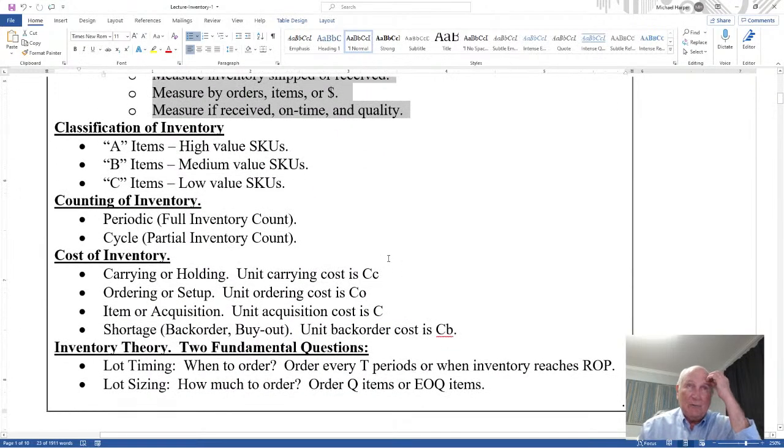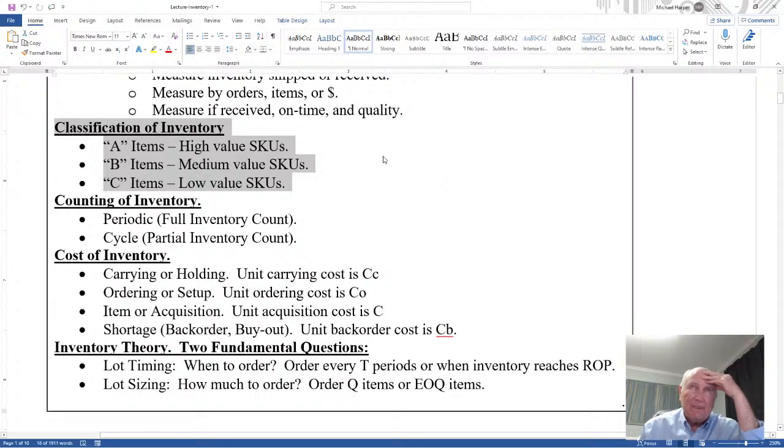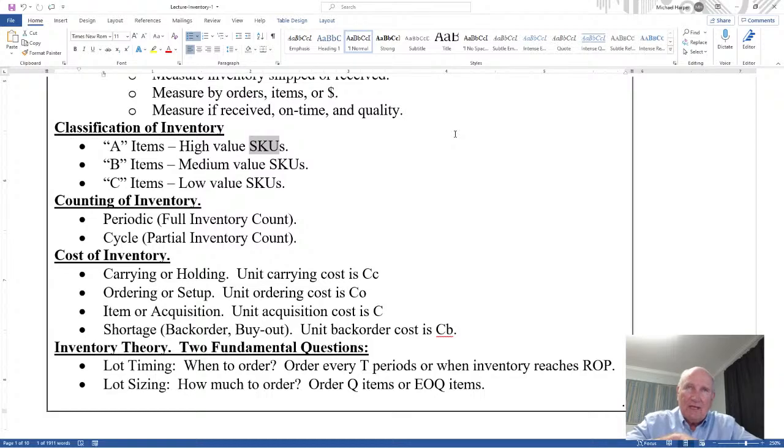Now, in a couple weeks, we'll be looking at ABC classification, and I introduce it here because it is a classification of inventory. ABC depends on the value of something called the SKU. SKU is an acronym for Stock Keeping Unit. So basically, it's a SKU item. It's a SKU number.